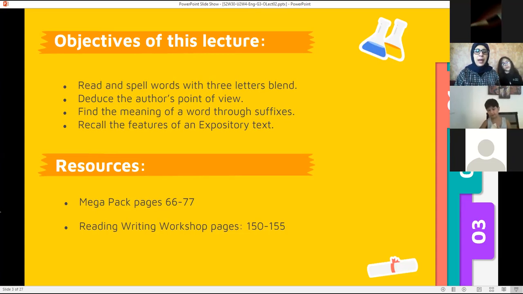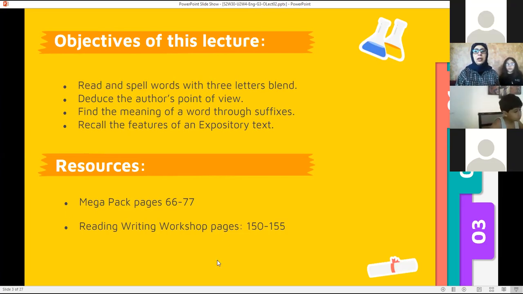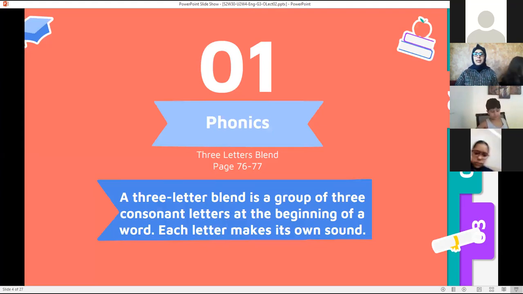Now we have mega pack pages 66 to 77. These are the pages that are going to be covered during this lecture. And the reading writing workshop pages 150 to 155.